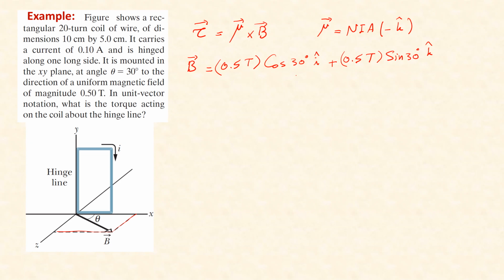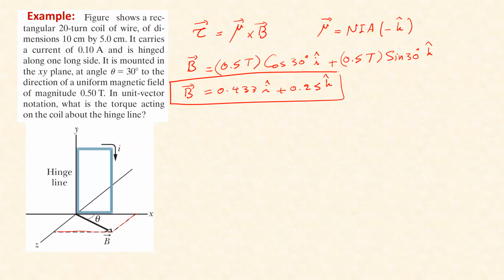What is 0.5 cosine of 30? It's 0.866 divided by 2, becomes 0.433. So becomes 0.433 i hat plus 0.25 k hat. This is B in unit vector notation in SI units, right? And what about mu? Mu is NIA. N is 20. I is 0.1.